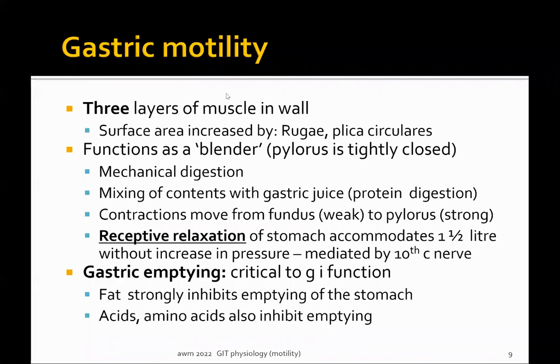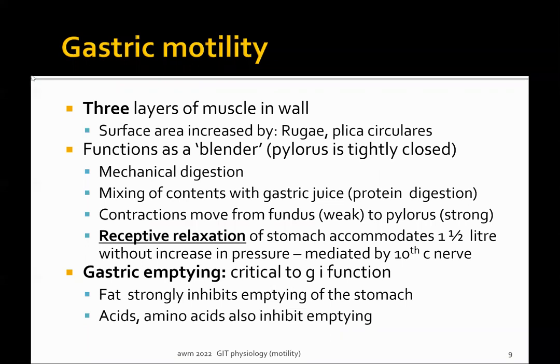Receptive relaxation is actually mediated by the vagus nerve. When you stimulate the vagus nerve, it causes relaxation of the stomach so that it can accommodate an extra amount of content without increasing in pressure. So that's what is important about receptive relaxation: you get a vagally mediated relaxation of the stomach muscle so that it can accommodate more content without necessarily building up pressure, because the stomach already has contents in it.